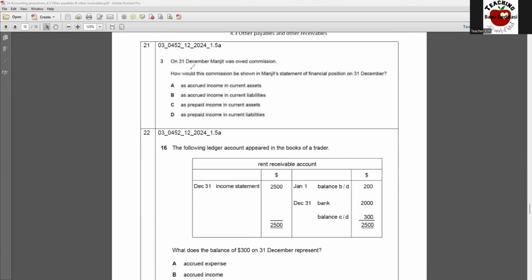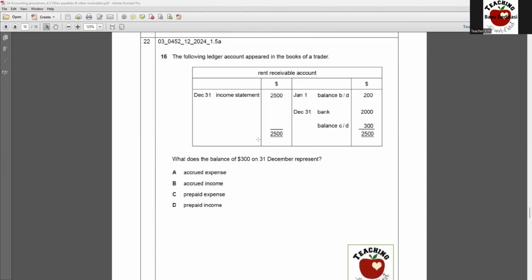Question 21. On 31st December, Manjit was owed commission. Okay, this one is an income to Manjit. How would this commission show on the Manjit statement of financial position on 31st? Income accrued. Income accrued is an asset. So this one will be sitting under the current assets. So here, accrued income, current asset. The answer should be A.